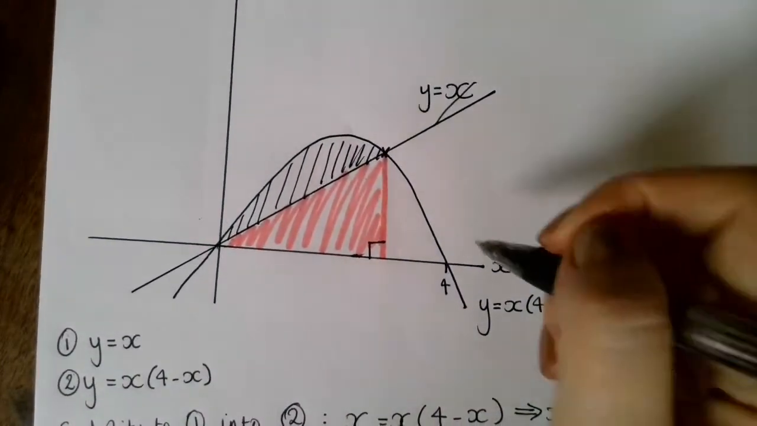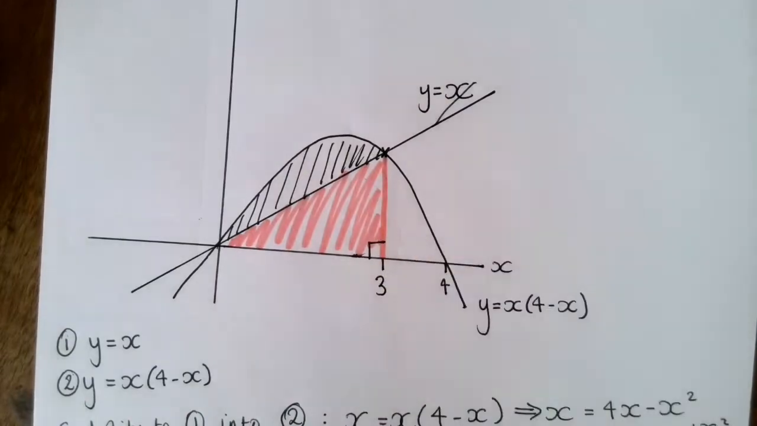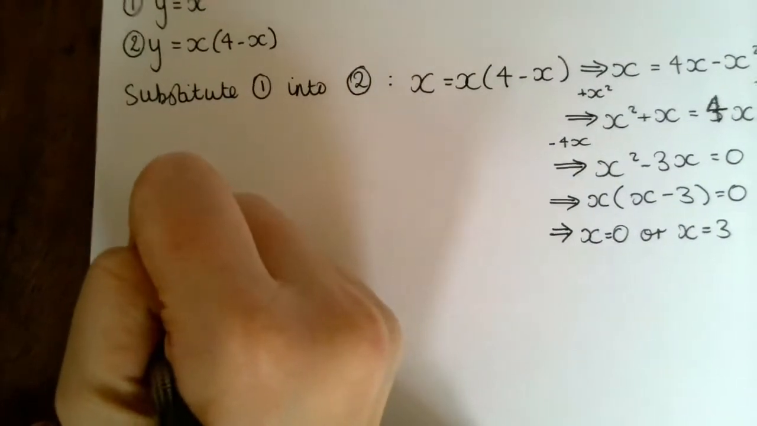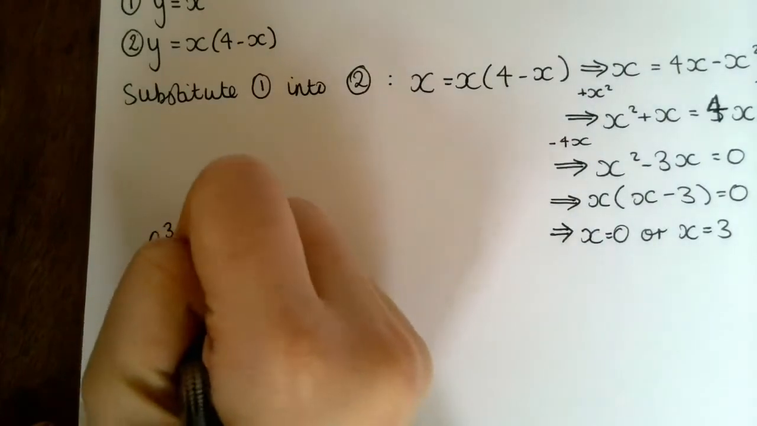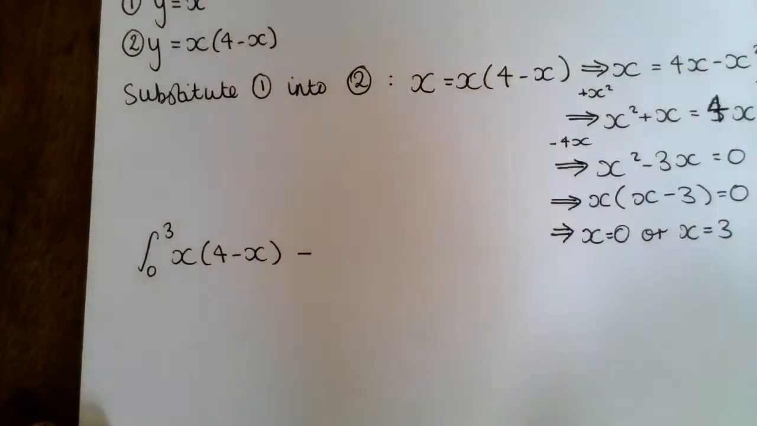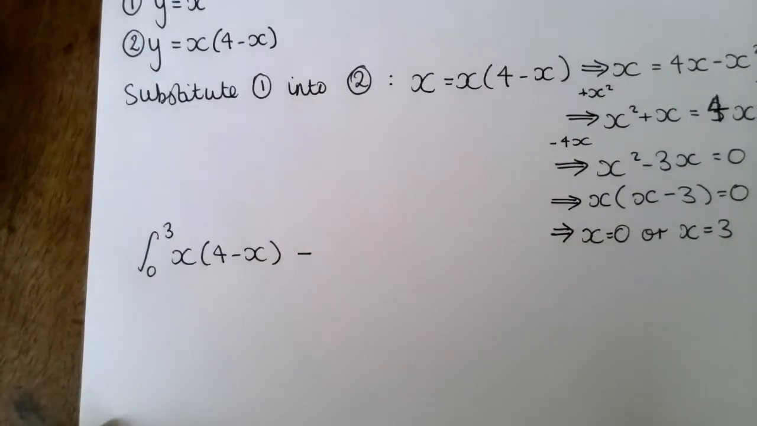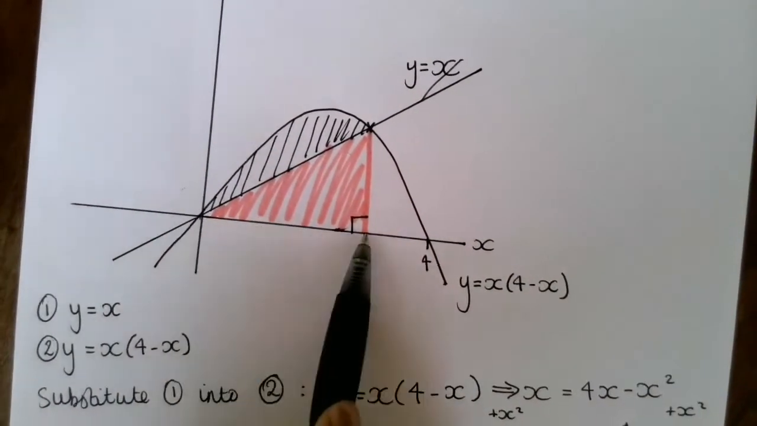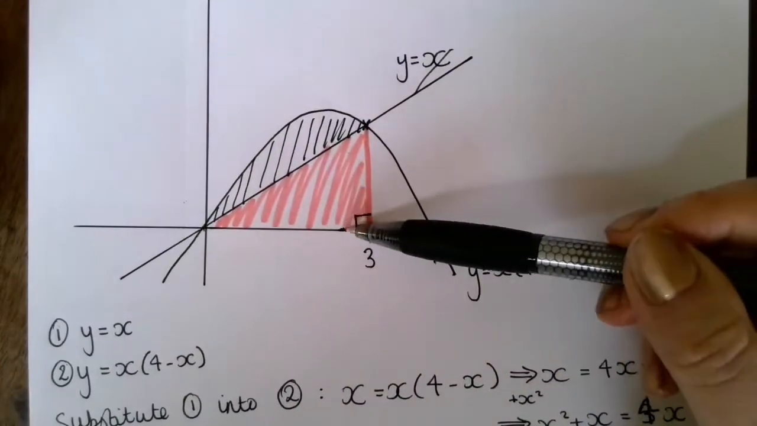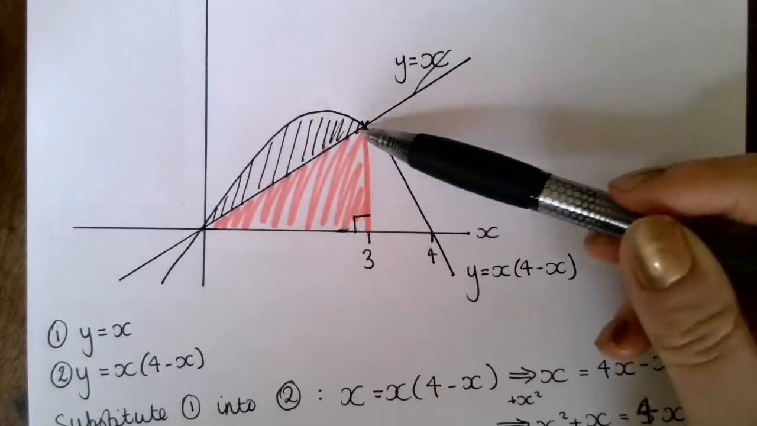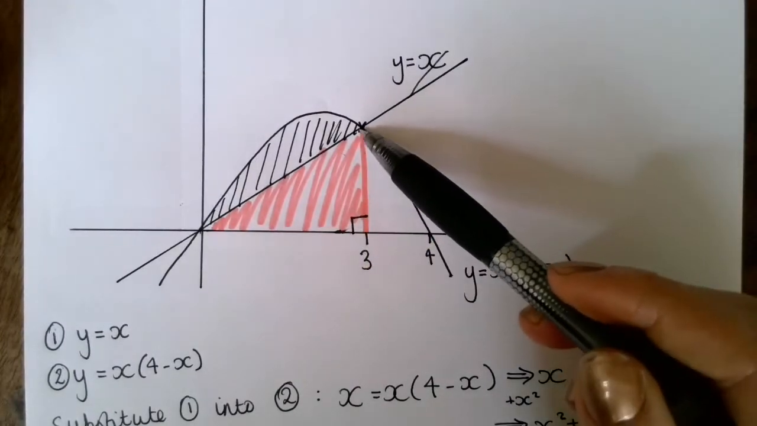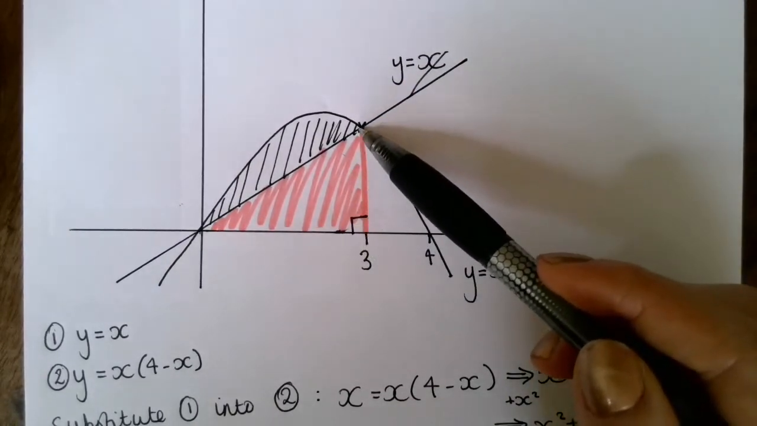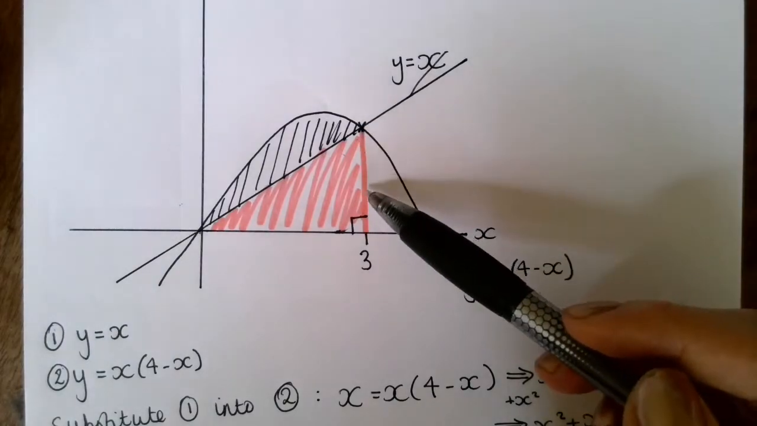So this value here must be where x equals 3. I'm going to integrate my curve from 0 to 3, and I'm going to subtract the area of the pink triangle. So looking at that pink triangle, I've got a width of 3, but I don't know what the height is. Now I know that x is equal to 3, and I know that the point here lies on y equals x. So when x equals 3, y must equal 3. So I know I've got a height of 3.